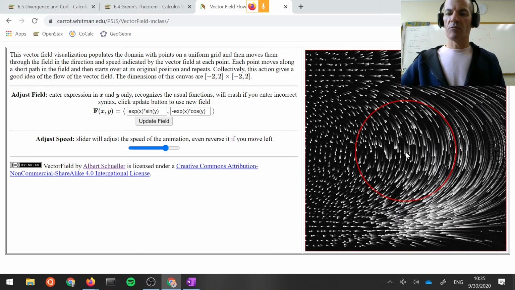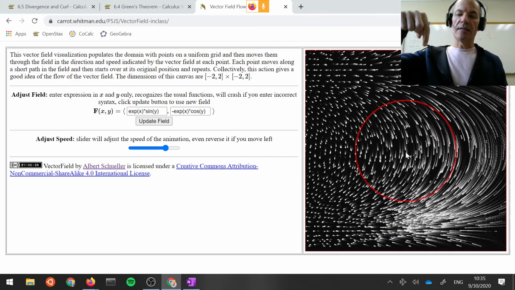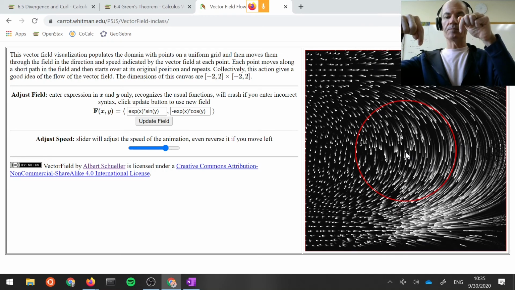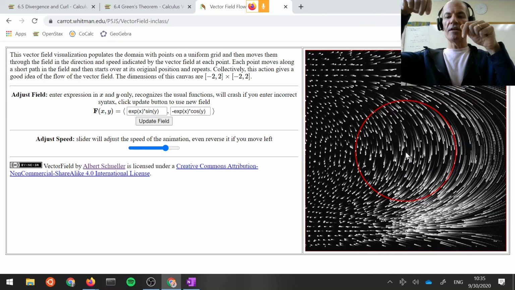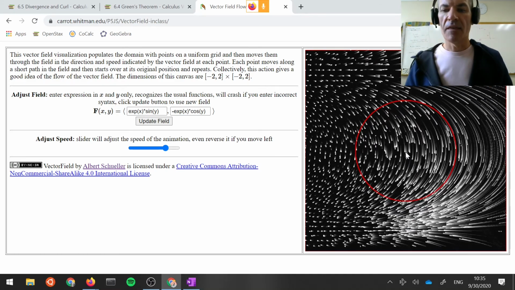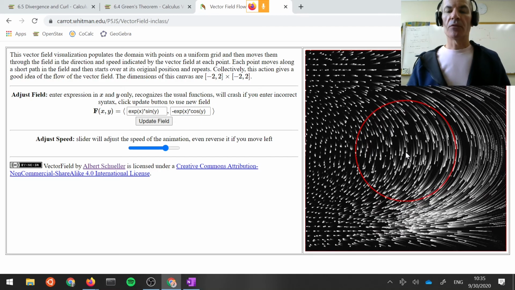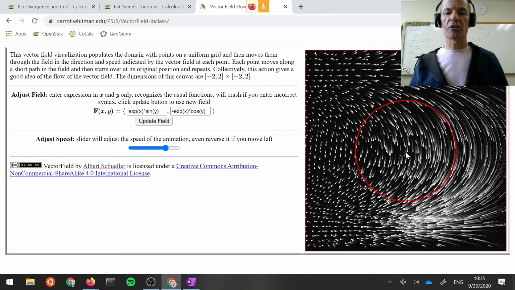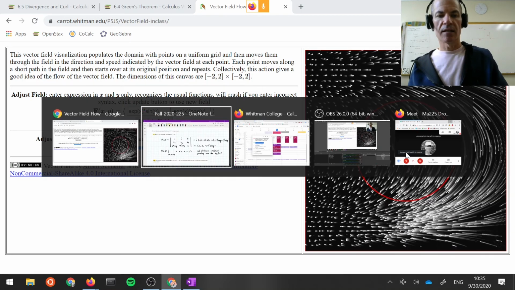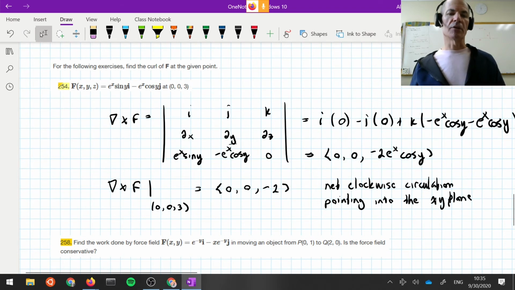We can imagine that vectors just to the right of the mouse are a little bit bigger going down than vectors just to the left of the mouse also going down. So that means that there's a net tendency to want to rotate in the clockwise direction. And by the right-hand rule, clockwise direction gives me a k vector that points into the plane. And we can see that with the negative 2 here. So that's how one interprets the curl.